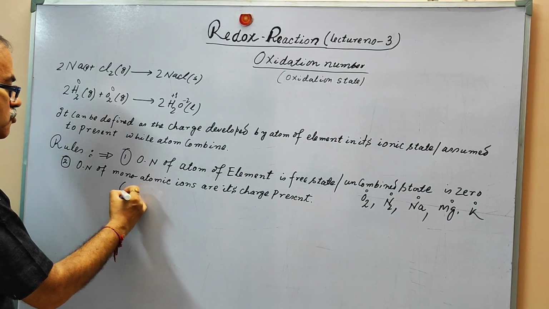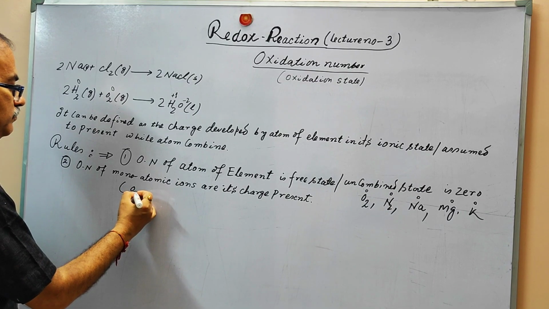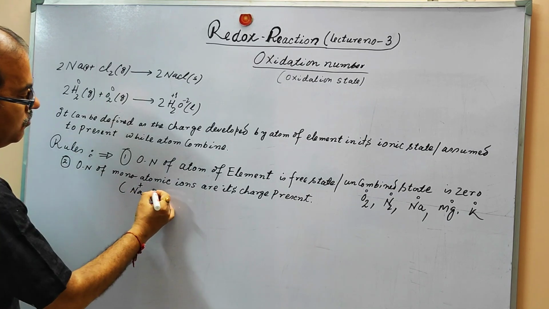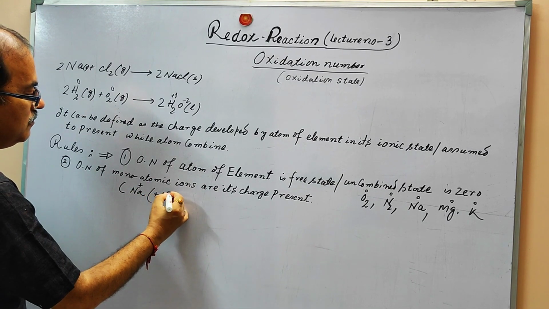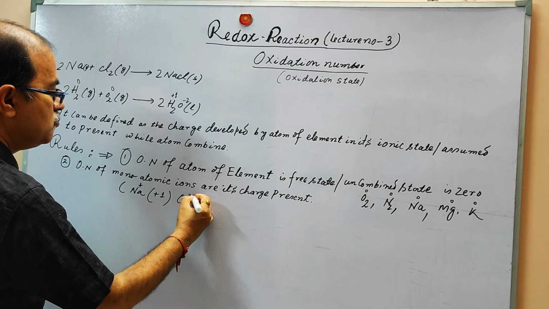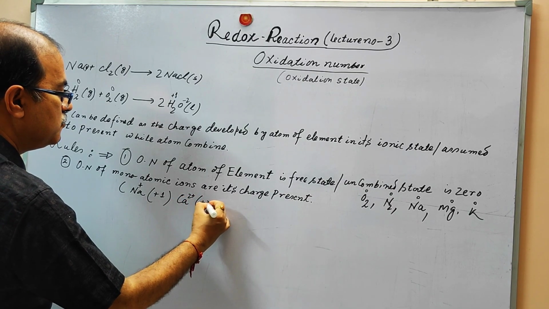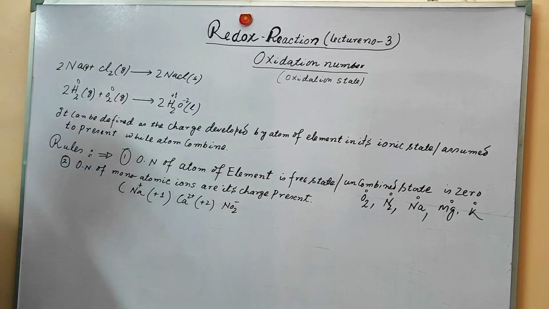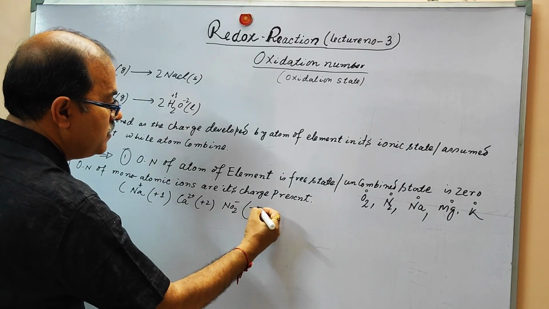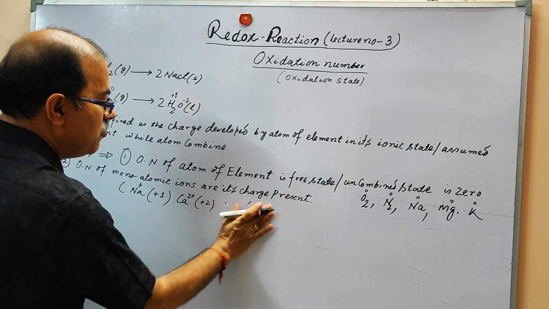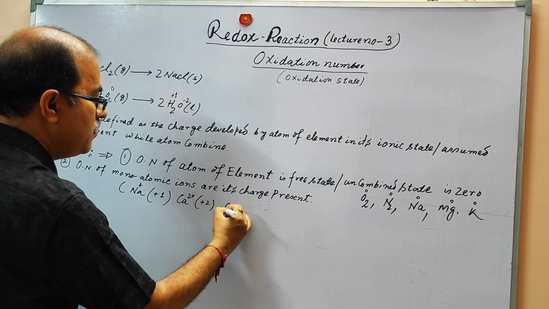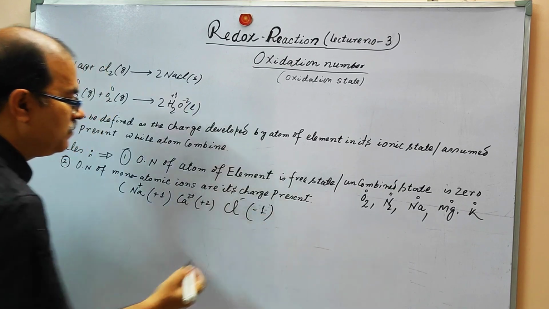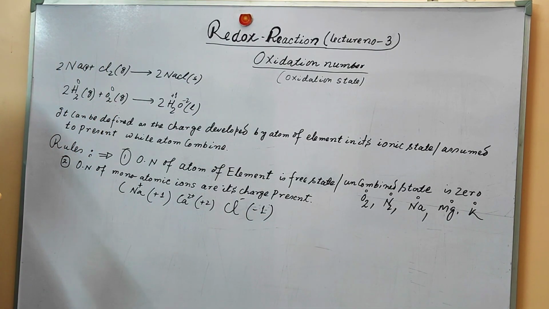As for example, suppose this is sodium plus. Its oxidation number we will say +1. Calcium 2+, its oxidation number we will say +2. Then NO2 minus ion, sorry, this is not a monoatomic. So suppose a chlorine minus ion, this will be -1. So we understand two rules. These are very simple rules.